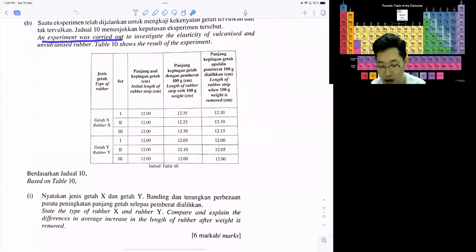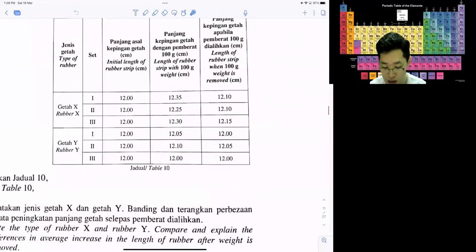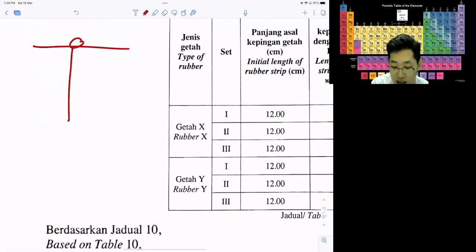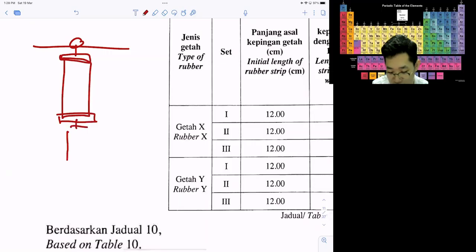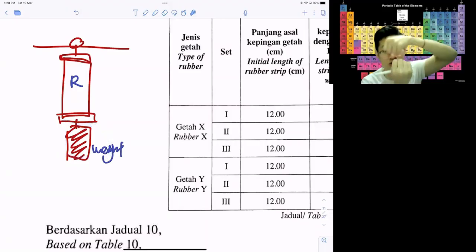An experiment was carried out to investigate the elasticity of vulcanized and unvulcanized rubber. Table 10 shows the result of the experiment. Do you know how they do the experiment? Okay, wait. This is the rubber strip. This is the weight. So they will hang a weight on this rubber strip. And then what will happen? It will be stretched.